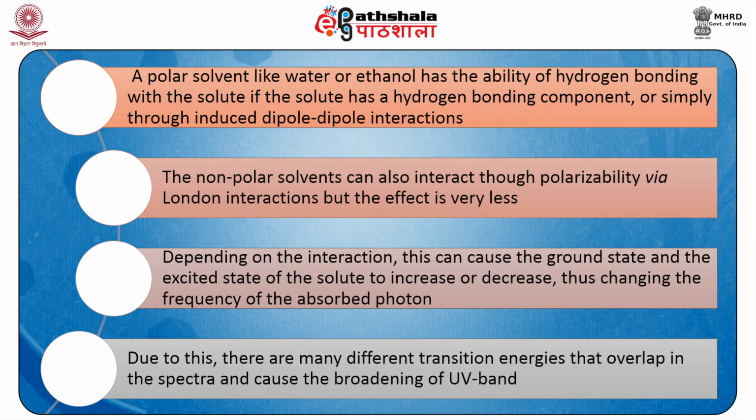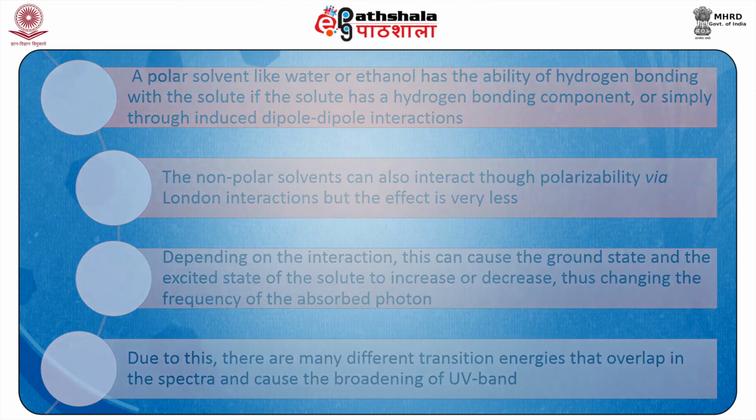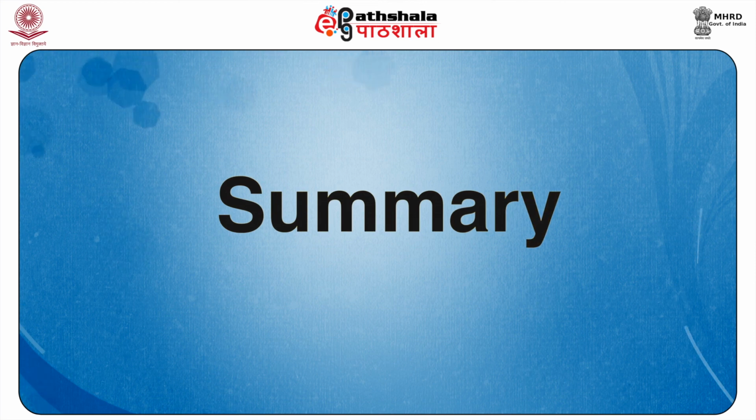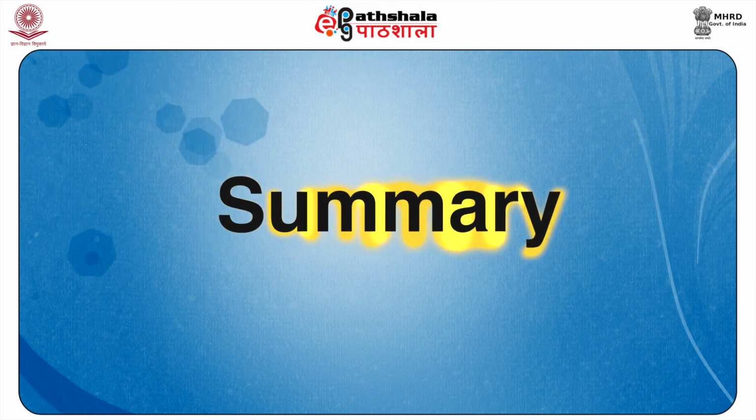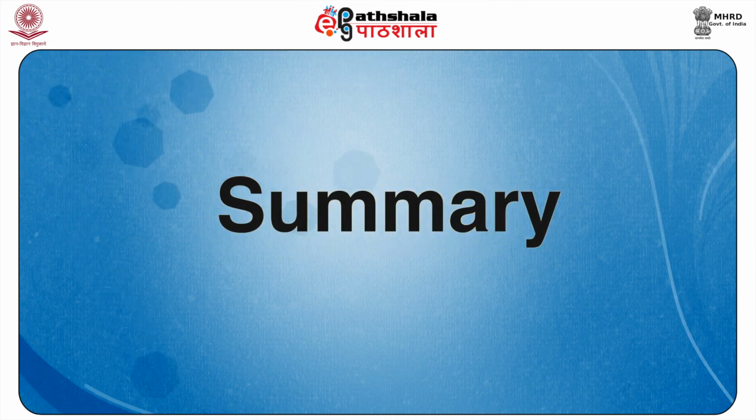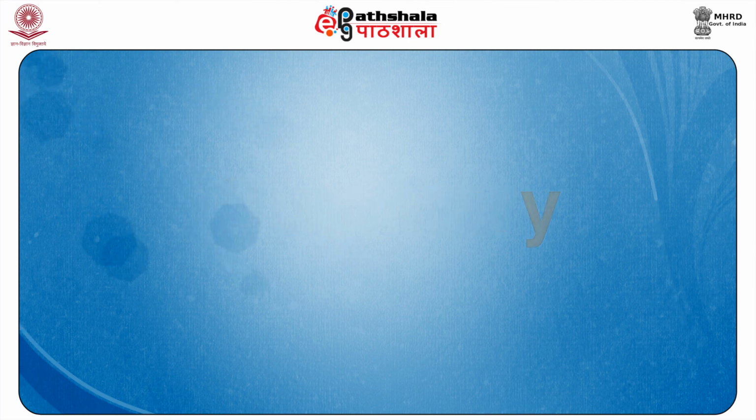Depending on the interaction, this can cause the ground state and the excited state energies of a solute to increase or decrease, thus changing the frequency of the absorbed photon. Due to this very reason, many different transition energies overlap in the spectra and cause broadening of the UV band. Now students, as we end this module, I would like to summarize whatever we have studied in this module.